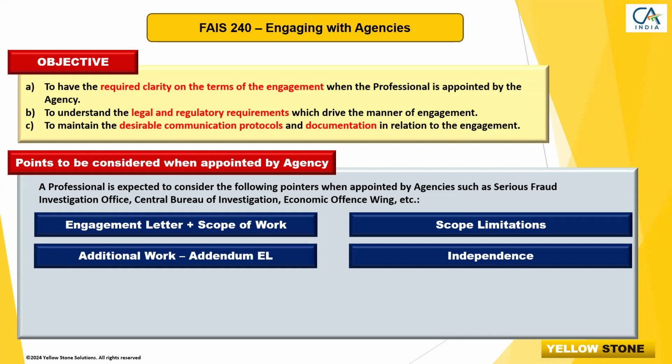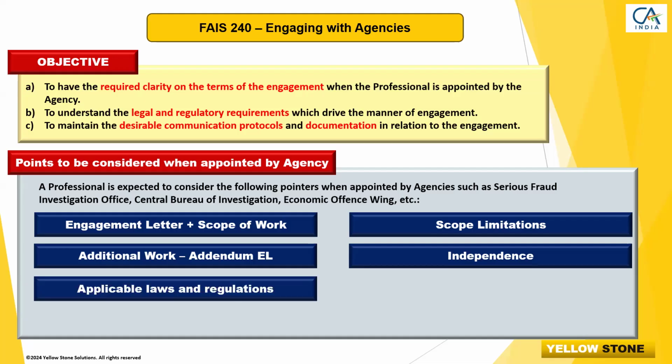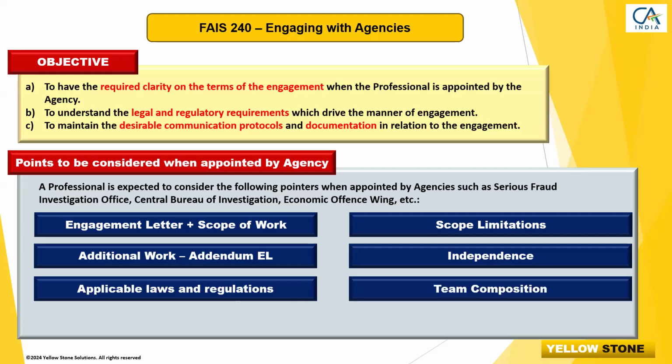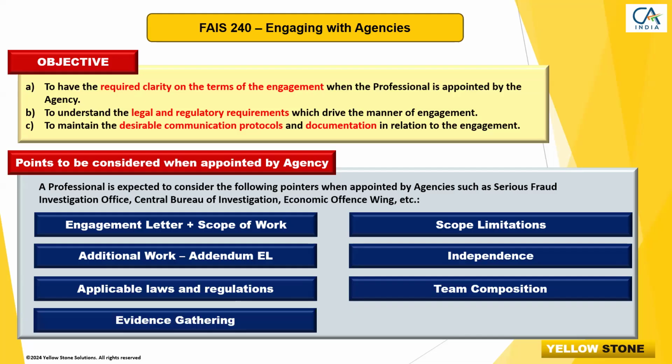Independence: this is critical. As I mentioned in the previous one, if the case comes here and you have to put a disclaimer that independence is not there, then you are inviting unnecessary troubles for yourself. Applicable laws and regulations, clarification on team composition. A lot of times the expectation is that a team of 10, 12 people will come, but your budget allows a team of 2 or 3. Better to get that clarified.